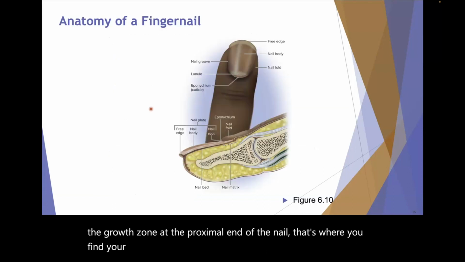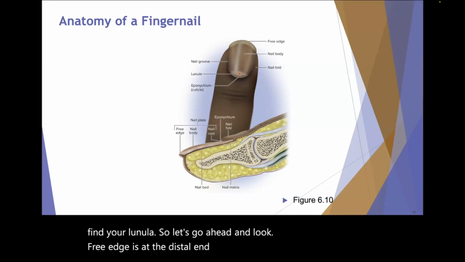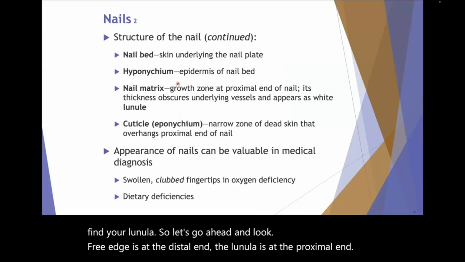So let's go ahead and look. Free edge is at the distal end. The lunula is at the proximal end. Then you also have your cuticle.